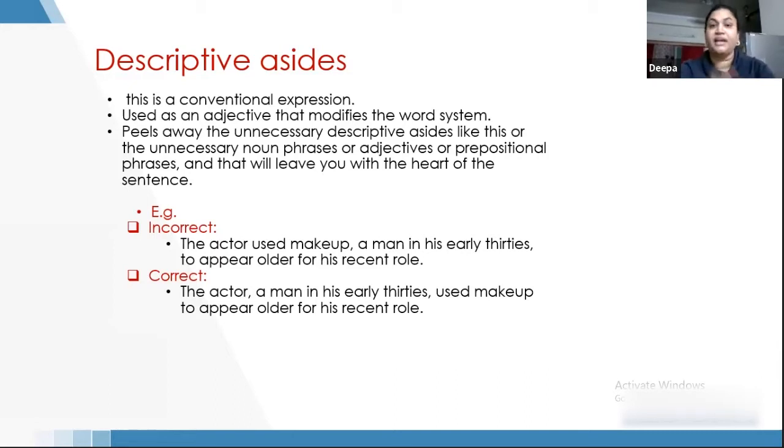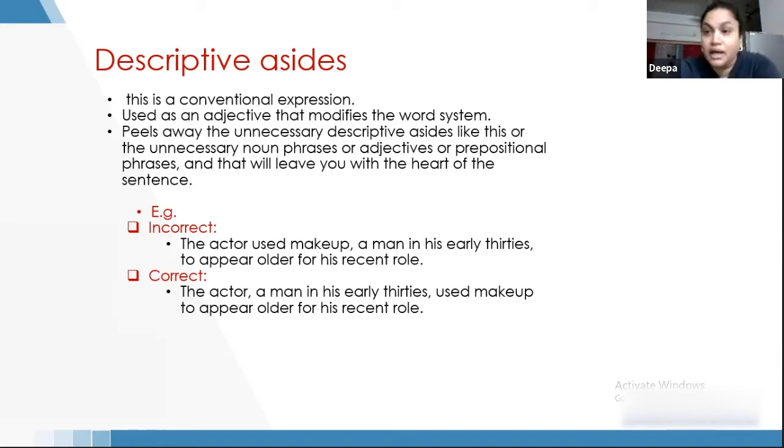And now here you check that we have two commas here. What does a descriptive aside mean? Descriptive aside means that whenever we are going to talk about a subject, we're going to describe something about the subject, that is kept in commas, two commas. One more thing is, if any information that is kept between two commas is removed, the sentence will not have any effect. Let us say, the actor used makeup to appear older for his recent role makes sense, right? Even if I remove a man in his early 30s, it still makes sense, is what you need to understand.